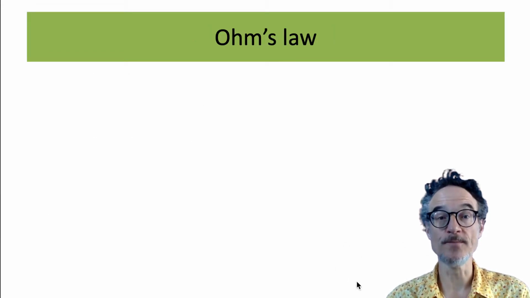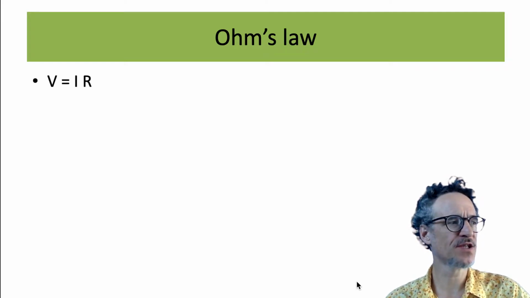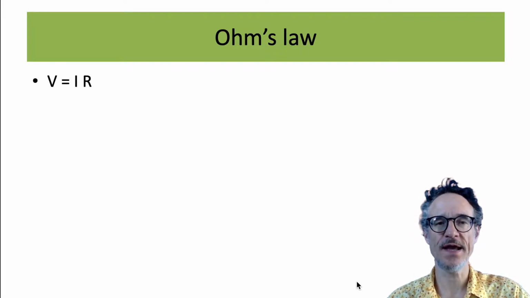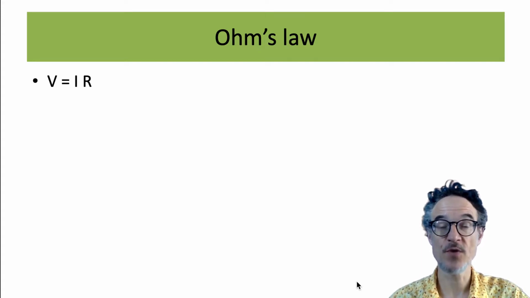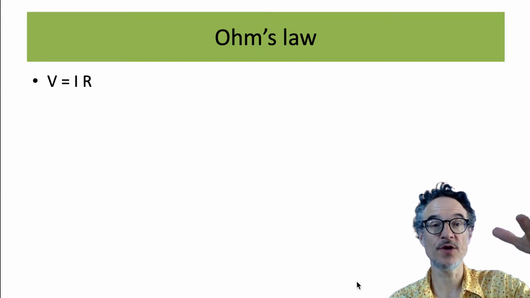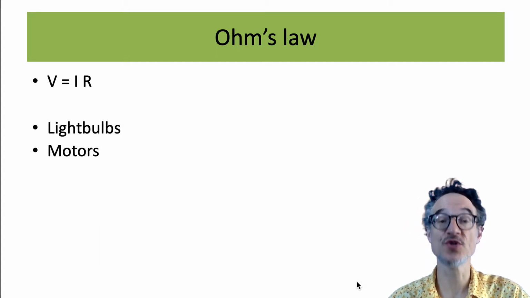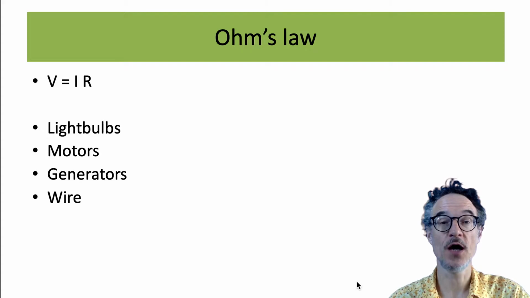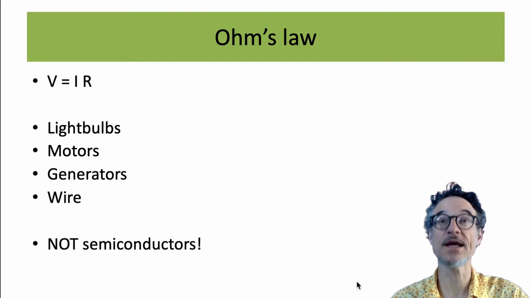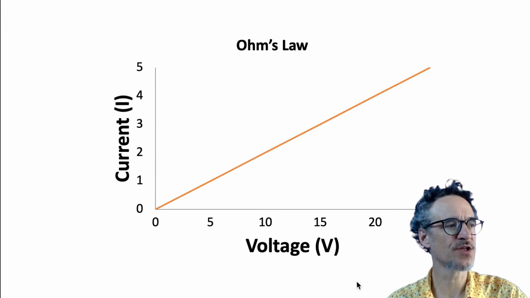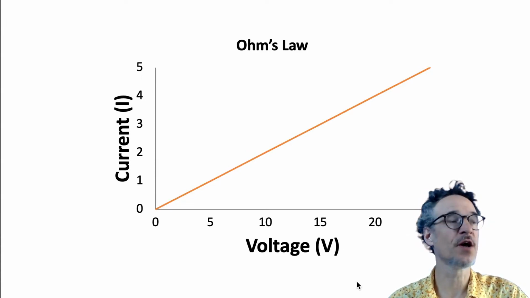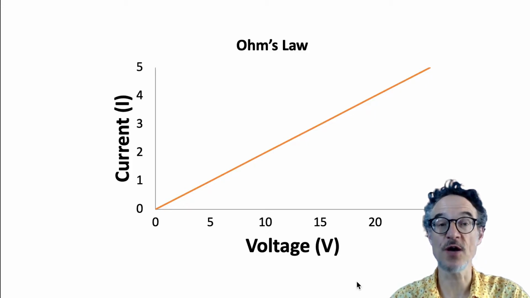So Ohm's law says that the voltage is proportional to the current. So as voltage goes up, you get more current. This is true for light bulbs, for motors, generators, and wire. It's not true for semiconductors. Here's Ohm's law. You can see current on the left. As current goes up, voltage also goes up.